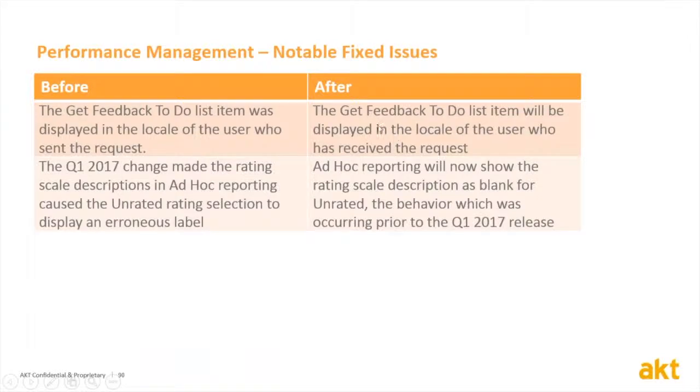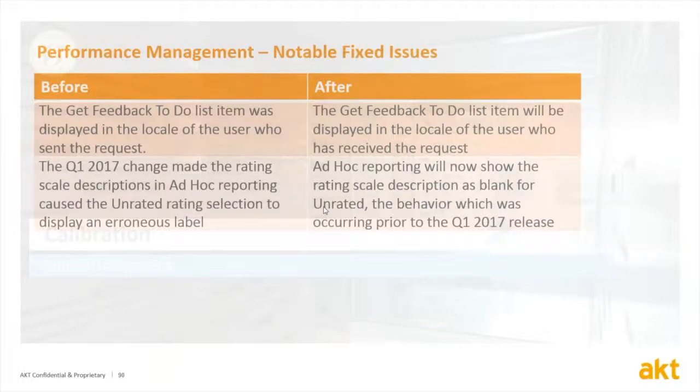Finally, the get feedback request had been sent out according to the language of the person initiating the request. And now the system has been updated so it takes into account the local language of the person receiving the request. So that has improved the look and feel of the system at the level of the individual user. And also there was a correction made on ad hoc reports relating to the unrated rating label. Okay, moving on to calibration.